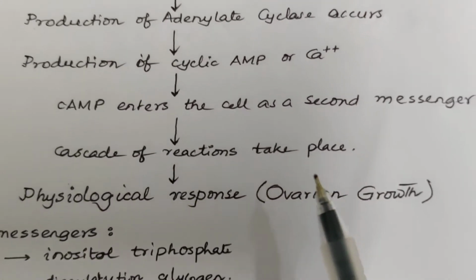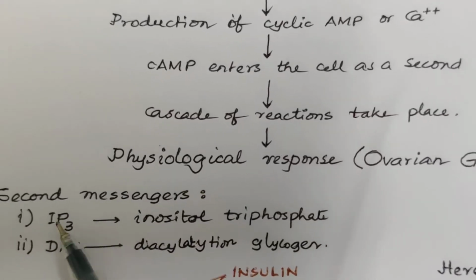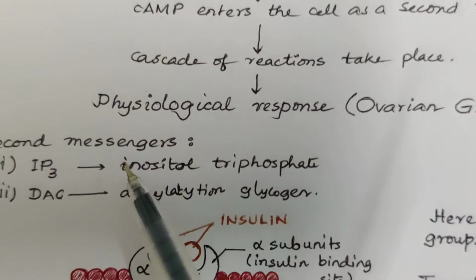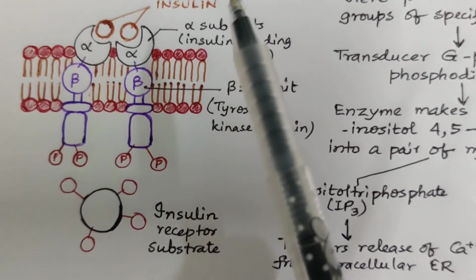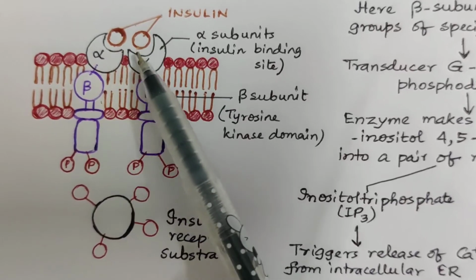We come to another thing, what are second messengers? Second messengers are, one is IP3, another is DAG or DG. We will study them over here. Now let this be insulin. This is also the extracellular receptor.